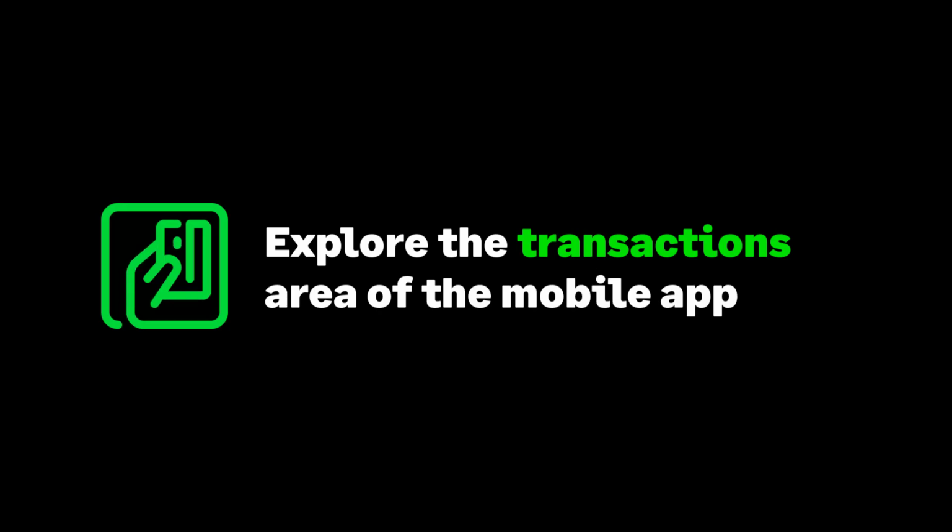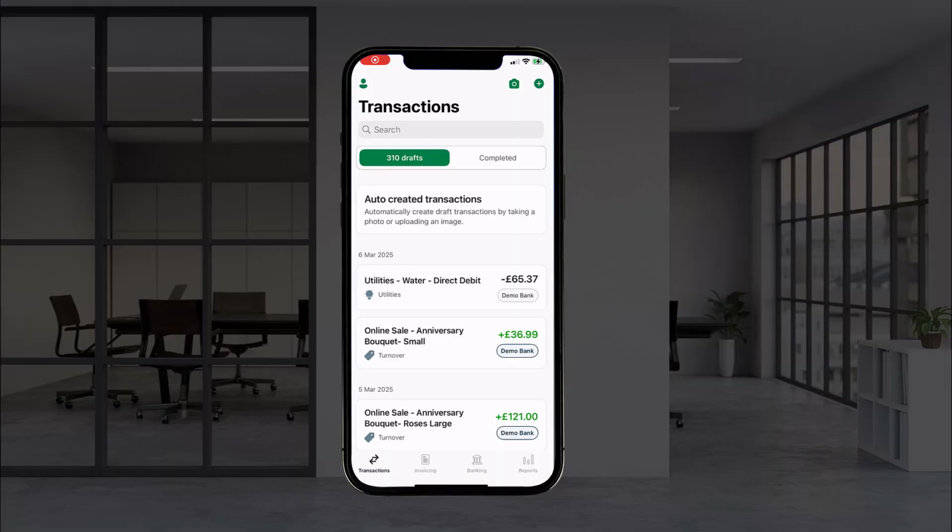In this video, we'll explore the transactions area of the Sage Sole Trader mobile app. When you log into the app, you'll automatically land on the Transactions tab. Draft transactions act as an inbox for digital records, where you can add money in and money out transactions in different ways. Regardless of the source, all pending transactions appear here until they are reviewed, verified, and completed.